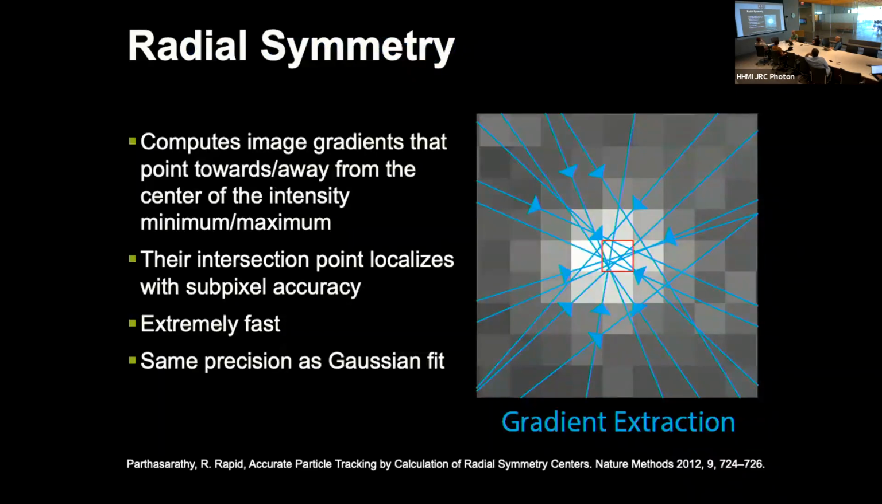There was this radial symmetry paper, which is kind of cool because it basically shows that when you intersect the image gradients from a spot, you get a localization that is as good as a Gaussian fit. People typically do Gaussian fits to localize these things, but it's incredibly slow because it's an iterative procedure. It just takes a lot of time. This, as you can see, is very fast, right? You simply compute the intersection point of the gradients, which was published in 2012.